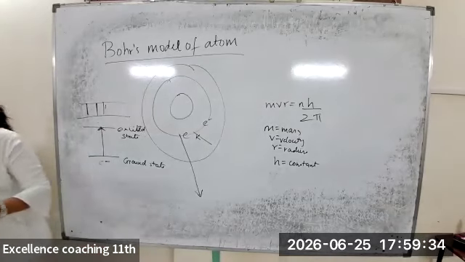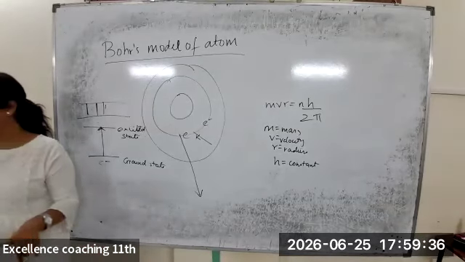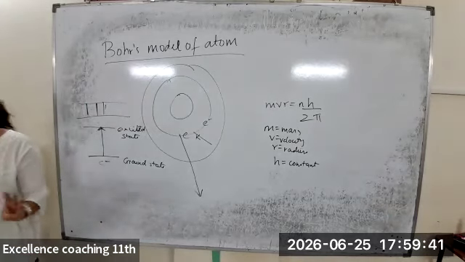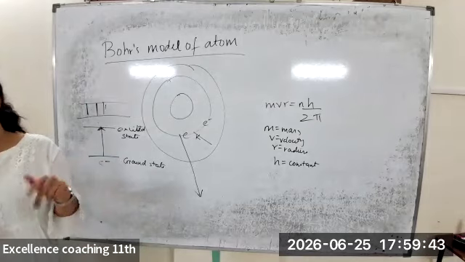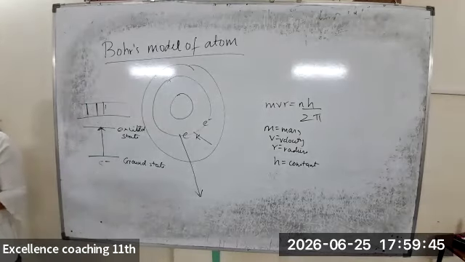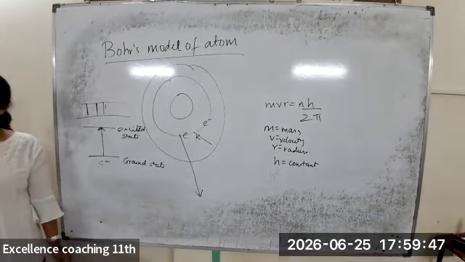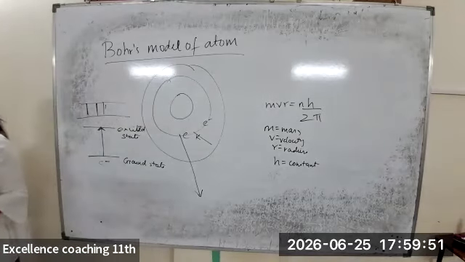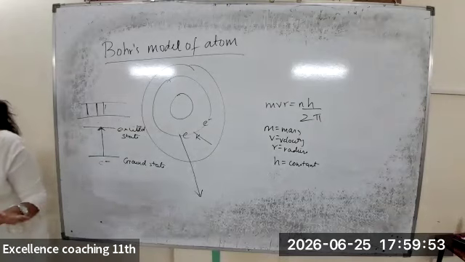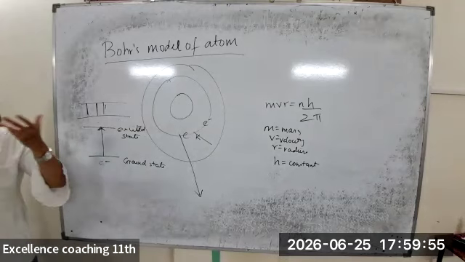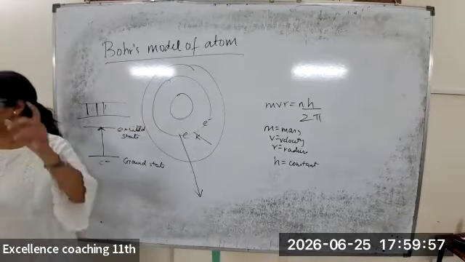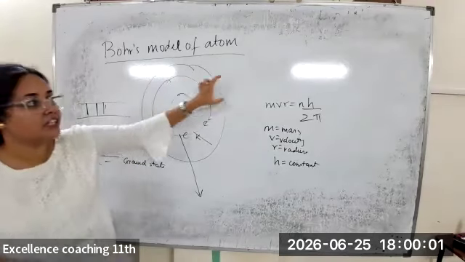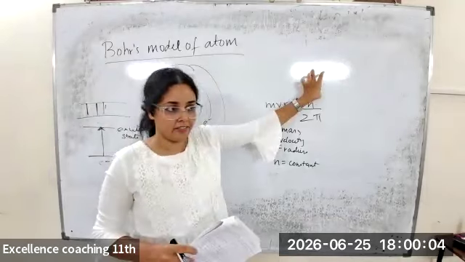When it gives out light, that particular spectrum is called the emission spectrum. Emission spectrum can be of two types: continuous spectrum and line spectrum, or atomic spectrum. So what is the difference between continuous spectrum and atomic spectrum? When we say continuous spectrum, the spectrum which is obtained will be continuous, like it will be a white light.